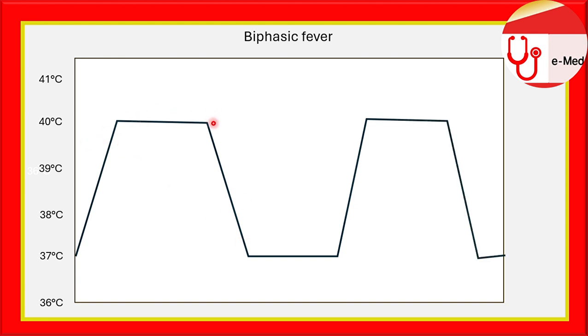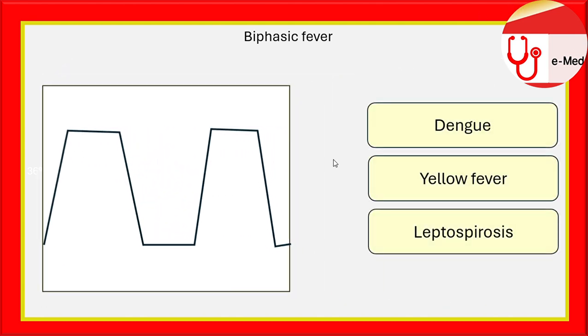Now in biphasic fever, there are distinct phases when the temperature is elevated and another phase when the temperature is at the baseline. So over the course of days, there is cyclic variation in the temperature, sometimes getting high and sometimes getting to the normal range. This is also known as saddleback fever because it looks like the saddle of a horse. The examples include dengue, yellow fever, and leptospirosis.